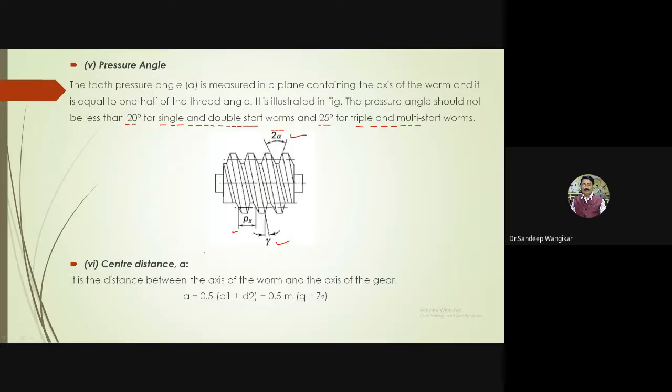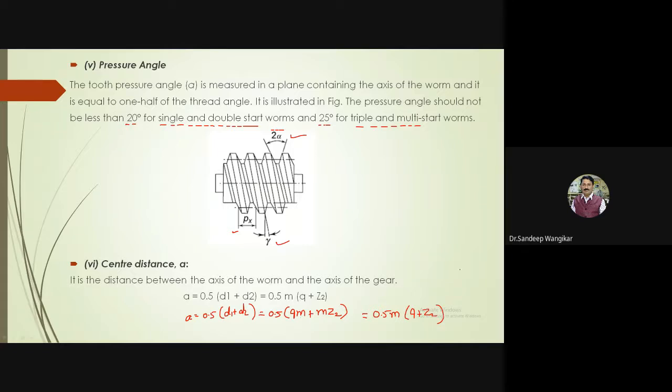The center distance. We have seen the center to center distance. So A is given by, very important, PCD plus PCD divided by 2, or PCR plus PCR. It is mentioned here A is equal to 0.5 into D1 plus D2. Before writing directly, I will add one step. 0.5 D1 is nothing but QM, Q is equal to D1 by M, diameter quotient, plus again M into Z2 for D2. So I will write 0.5, M I will take common, and it will be Q plus Z2.